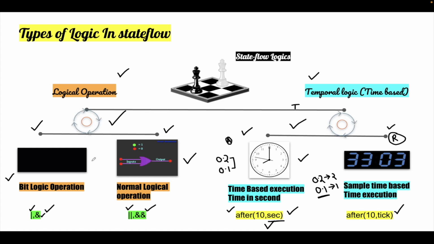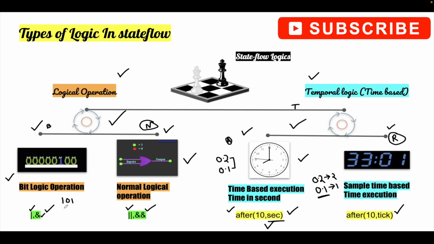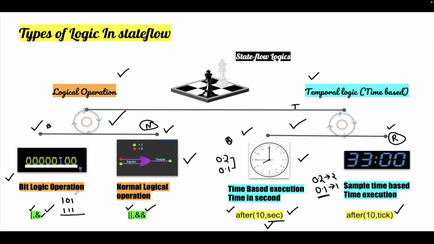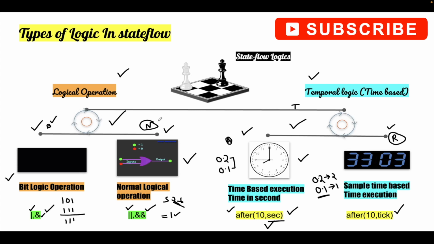So in summary, for logical operation, we have bitwise operation and a normal operation, which we usually do. Suppose, for example, I have 1, 0, 1 and I want to AND it with 1, 1, 1. Then the bitwise operation will happen bit by bit, giving 1, 0, 1. For normal operation, 5 and 6 will give me 1 as the output. So this is how we use bitwise operation and normal logic operation in Stateflow.